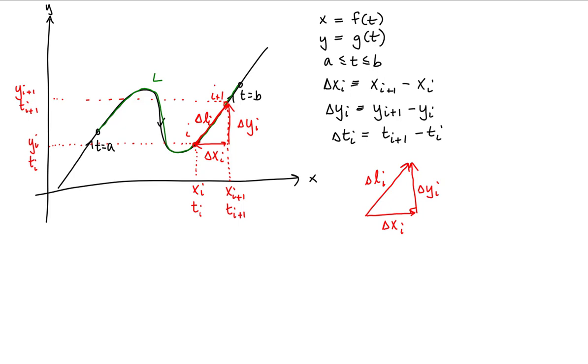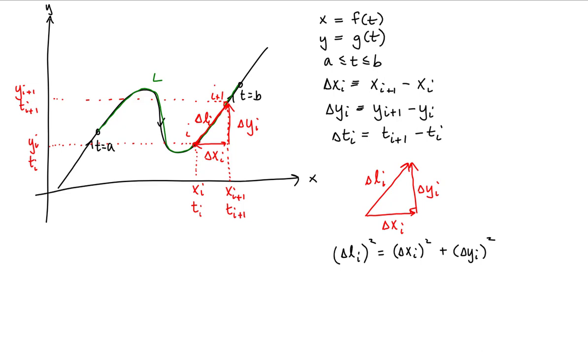We could use Pythagoras's theorem to help us find the length of delta L sub i. Pythagoras's theorem says that the hypotenuse squared is equal to the sum of the squares of the legs of the right triangle. Since both x and y are parameterized functions of t, that means this tiny segment delta L sub i is also a parameterized function of t.